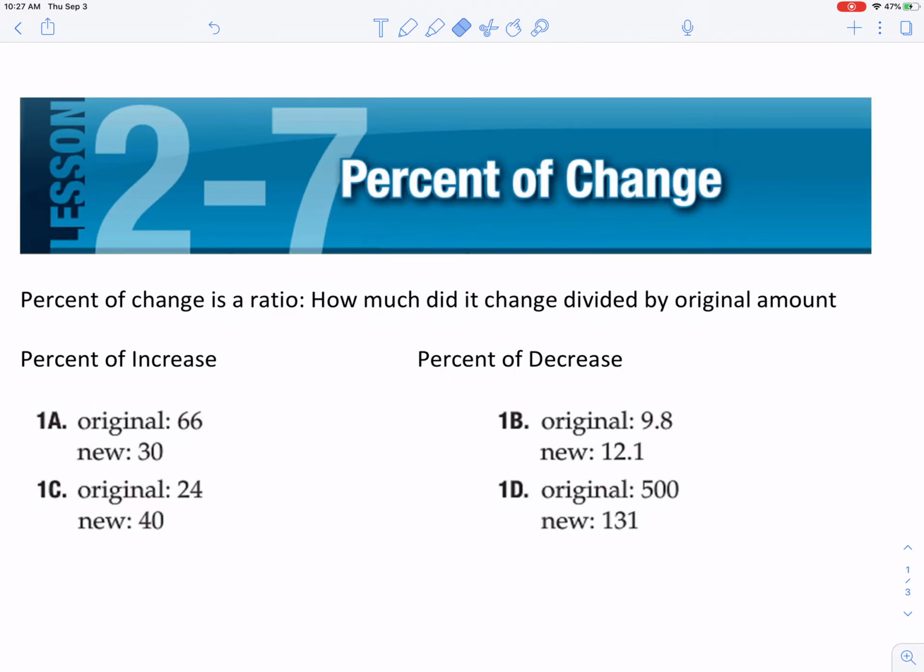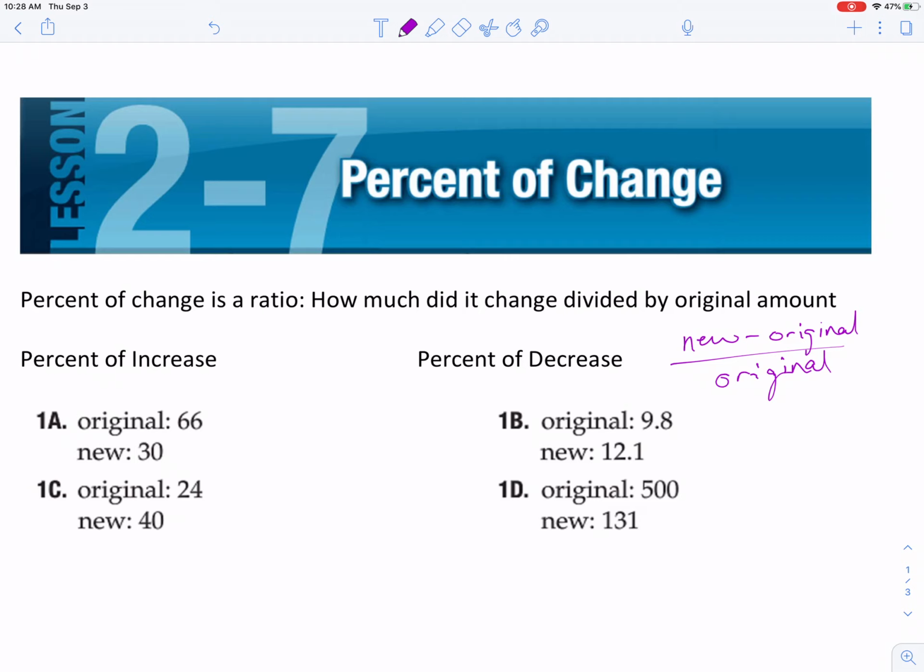All right, welcome to 2.7, percent of change. We're going to be finding the percent of change. It's a ratio, and the formula for that is going to be the new minus the original divided by the original. So if you look up here, it says how much did it change divided by the original amount. Doing that new minus the original is what's giving us how much it changed by.